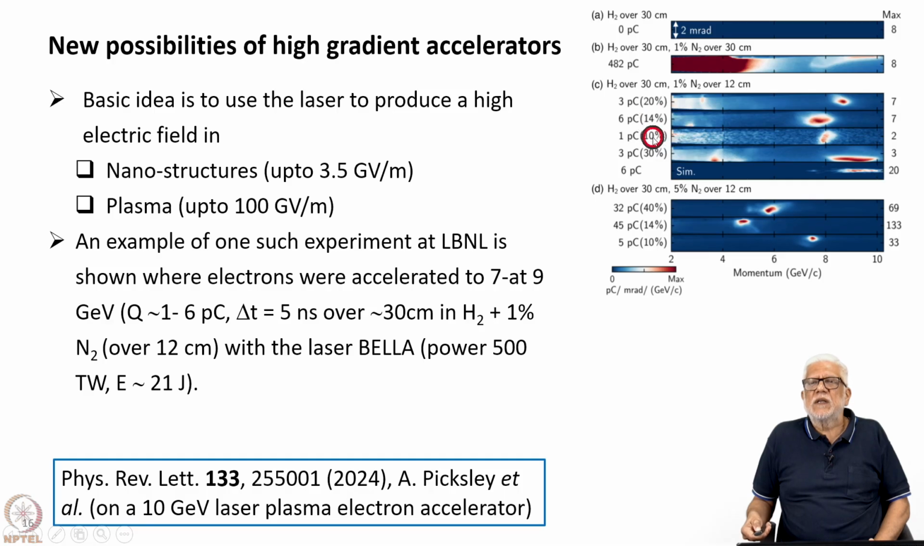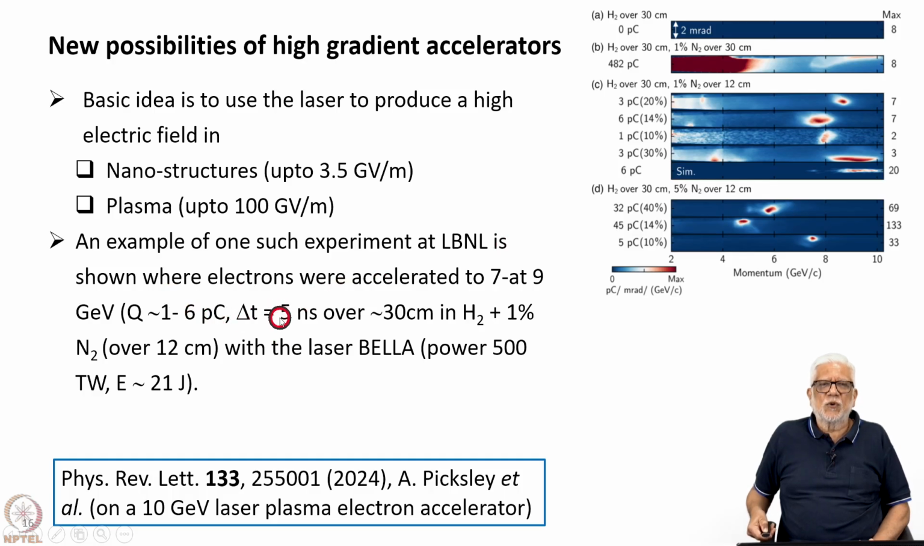These are for different cases, 3 picocoulomb, 6 picocoulomb, and various charges, then you can get acceleration of up to about 8 GeV or so. If you go to a higher percentage of nitrogen, then the intensity is reduced and the energy of acceleration is also reduced. Okay. So, they have shown in principle that you can get of the order of 10 GeV electrons with a few picocoulomb charge, which is quite good over a very short time scale.